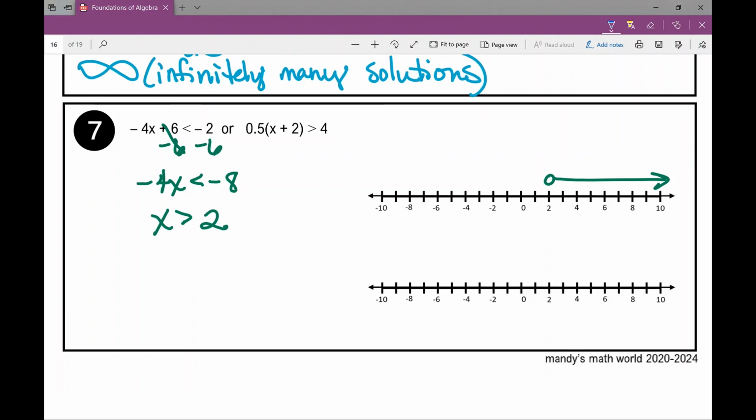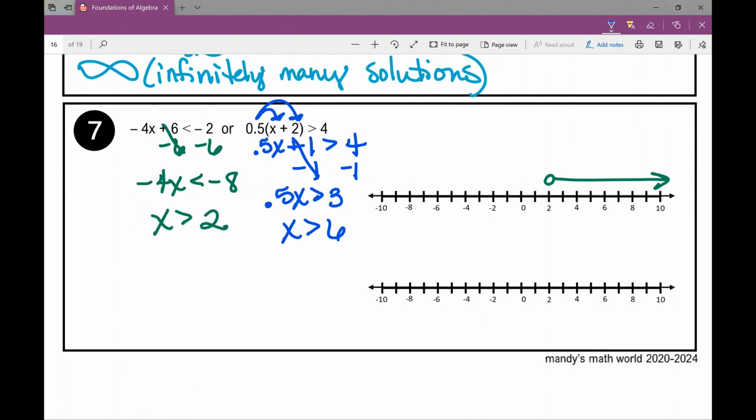All right, so I'm going to distribute this 0.5 or 1/2 into each term on the inside of the parentheses. 0.5x plus 1 is greater than 4, right? If I multiply something by 1/2 or 0.5, I take half of it. What do I do now? I'm going to subtract 1 from both sides. I get 0.5x is greater than 3. And then if I divide by 0.5 or divide by 1/2, it's the same thing as multiplying by 2. How many halves go into 3? 6. X is greater than 6.